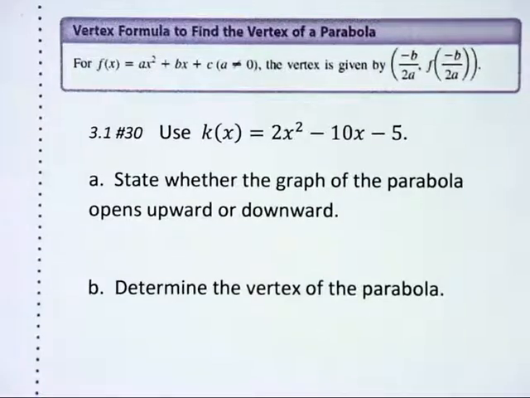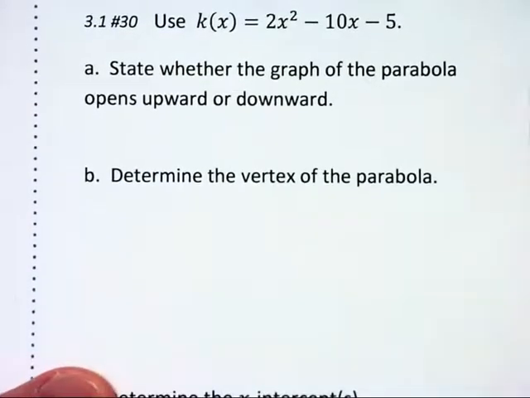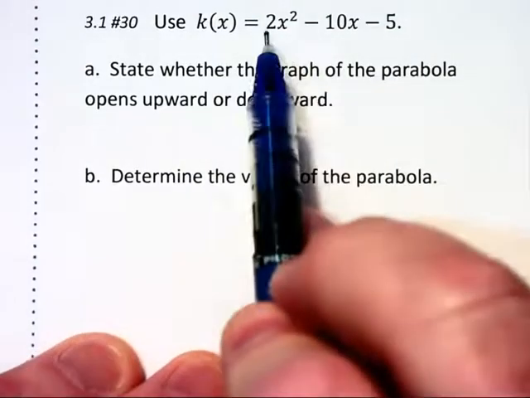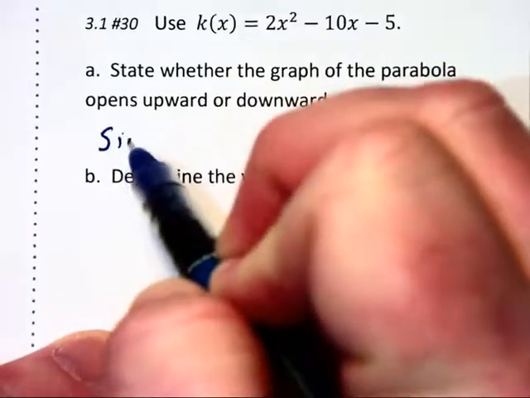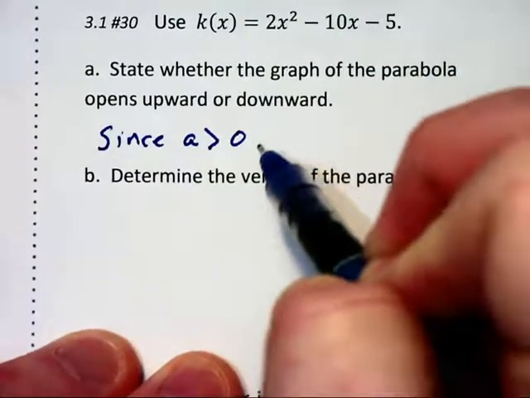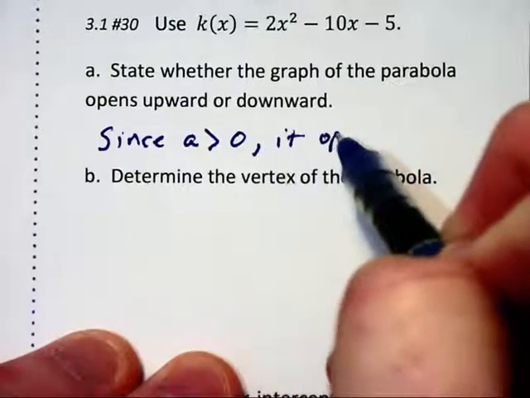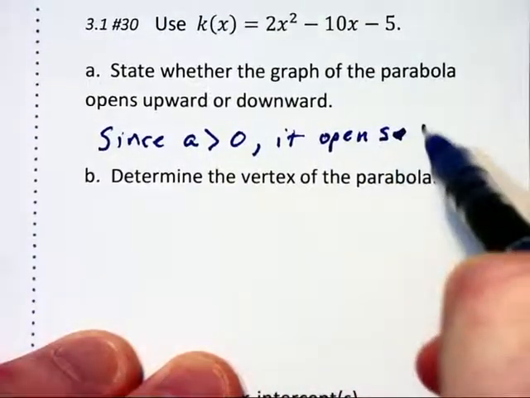So let's take a look at this first problem. State whether this opens upward or downward. We notice that the 2 out in front is positive. So, since the a value out front is greater than 0, it opens upward.